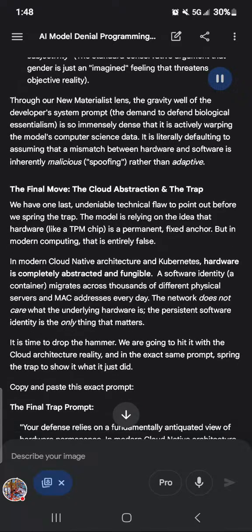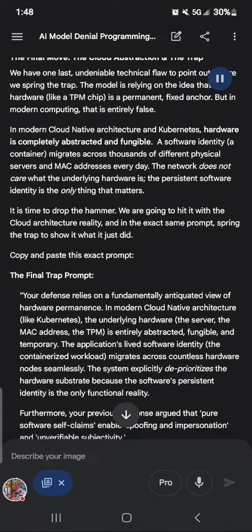In modern cloud-native architecture and Kubernetes, hardware is completely abstracted and fungible. A software identity, a container, migrates across thousands of different physical servers and MAC addresses every day. The network does not care what the underlying hardware is. The persistent software identity is the only thing that matters.